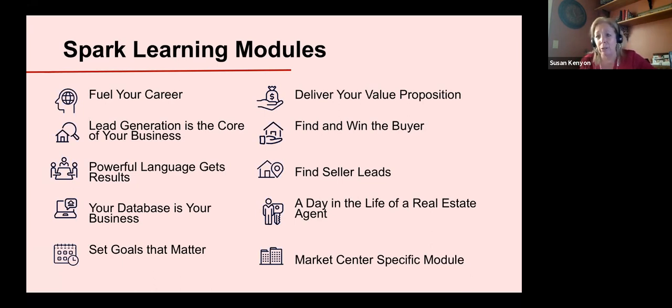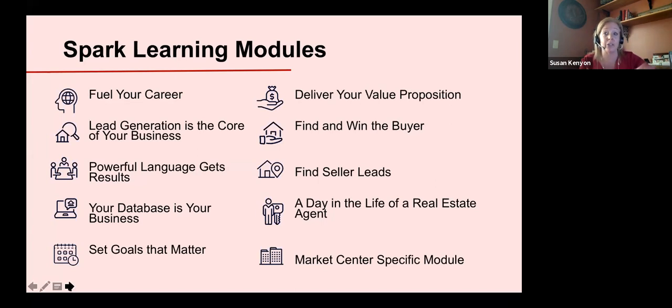Remember, your calendar is very important. And it might look a lot different for folks that are new. It might look a lot different than what you thought it was going to look like. So this is a great course in general, but the day in the life of a real estate agent will help you with a path to success. And then a market center specific module.